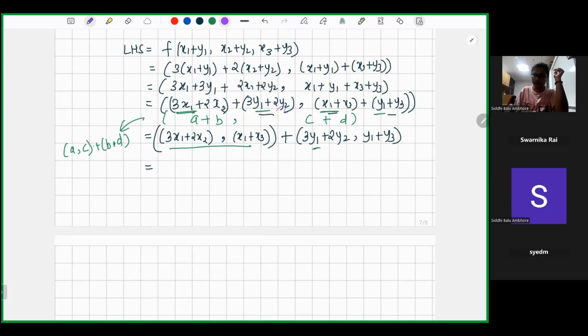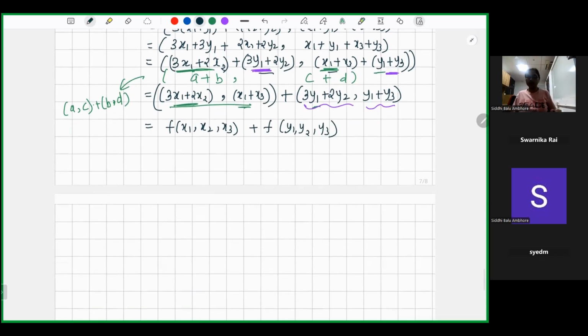Or maybe these two I'm taking here, and this one I'm taking here. That's it. x1 plus x3. So all the x clubbed together, all the y clubbed together. So this is precisely what is happening here. And then, if you check, this is f of (x1, x2, x3). And this is f of (y1, y2, y3).